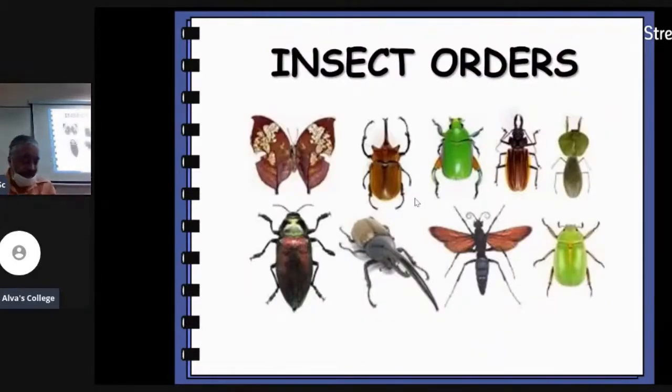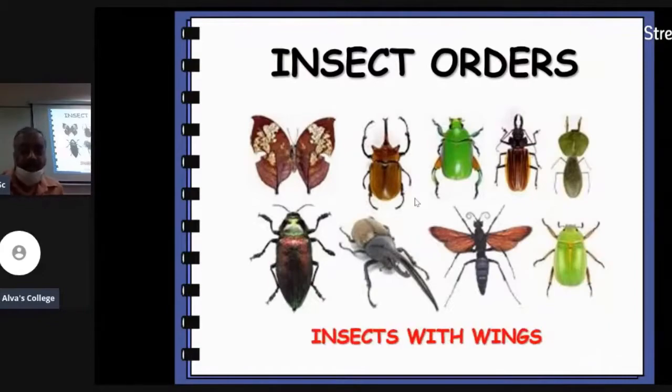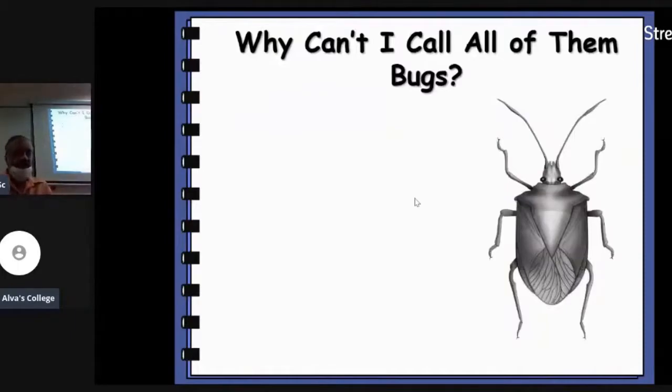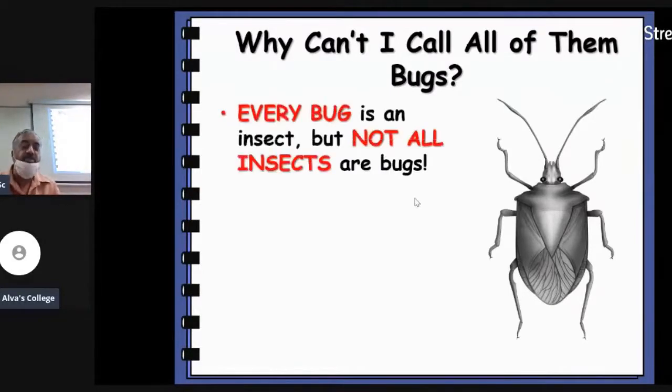Then, as I told you earlier, the insects are divided into 30 orders, all insects on planet Earth. Now, these 30 insect orders are very definite, with definite characteristics. We can say that these are all bugs, these are all butterflies, these are all beetles. So, for instance, every bug is an insect, but all insects are not bugs.